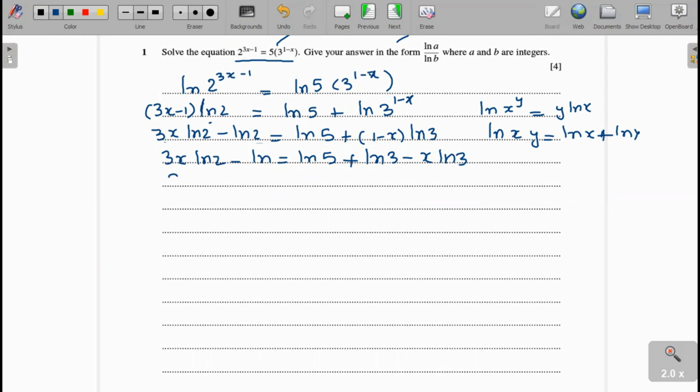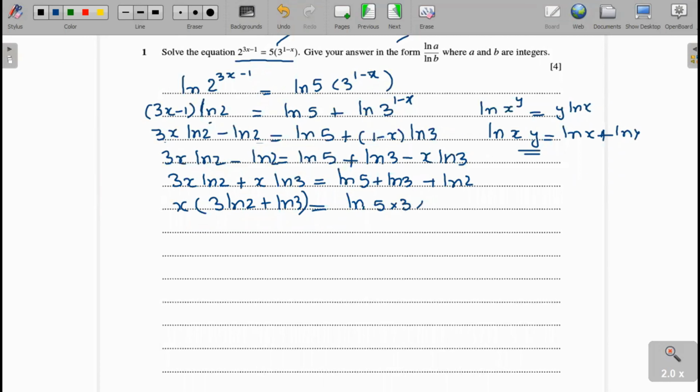Now you will see here this is 3x into ln 2 plus x into ln 3, that's equal to ln 5 plus ln 3 plus ln 2. Taking x as a common factor, we get x times (3 ln 2 plus ln 3) equal to ln of 5 multiplied by 3 multiplied by 2. Use the product rule, and therefore that becomes 5 multiplied by 3 multiplied by 2.